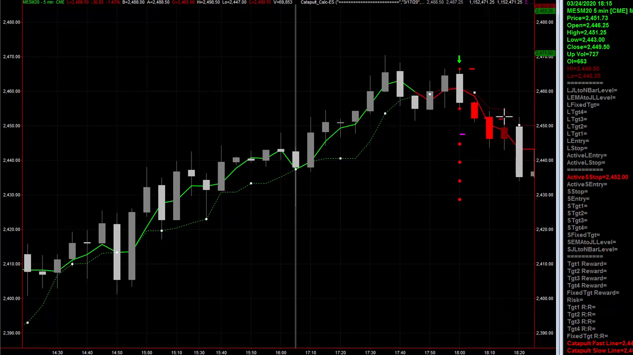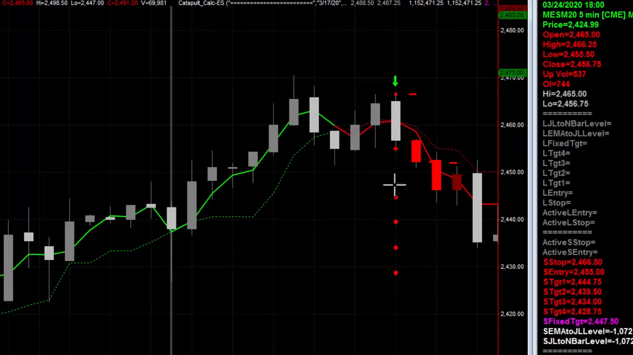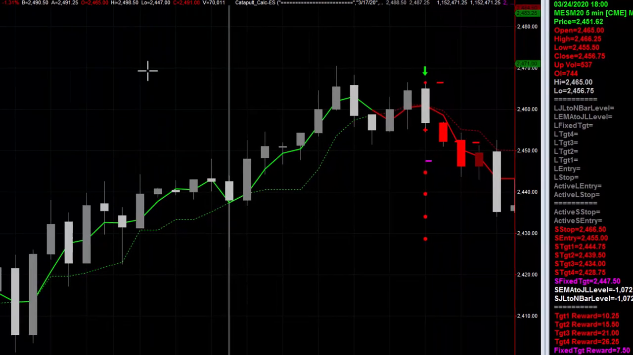Now, we don't have to be so aggressive with our money management. We could instead be less aggressive, but I'm just keeping things the same for everything. And that's still a target 1 winner and a winning session, good for 10.25 points. We'll take it. All right, let's go to the next day, Wednesday.